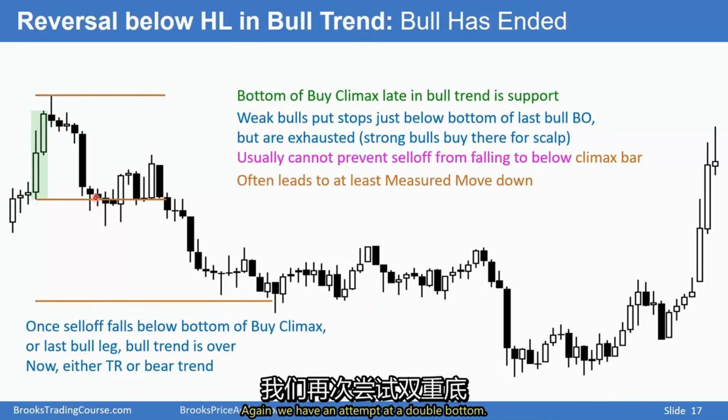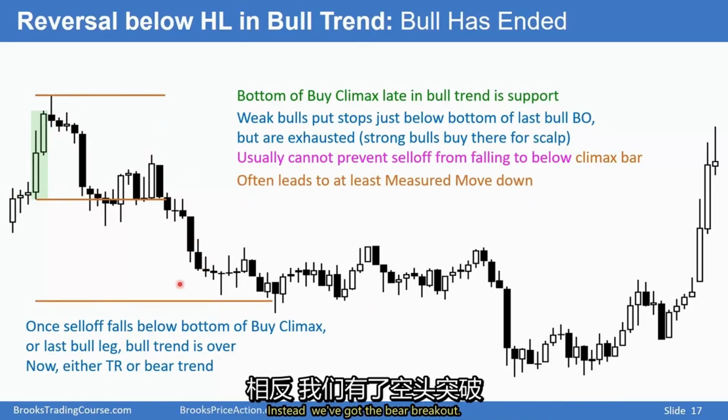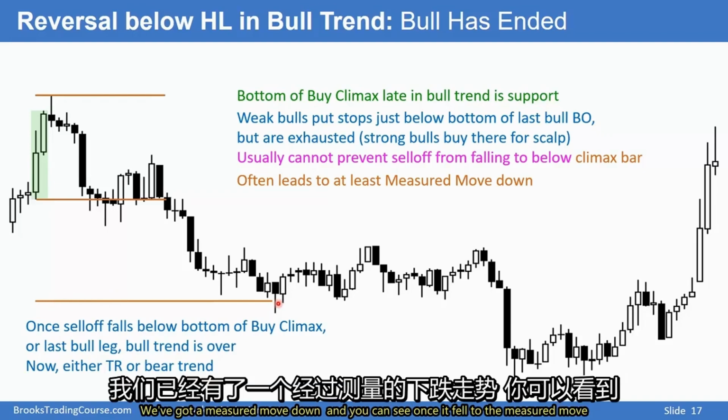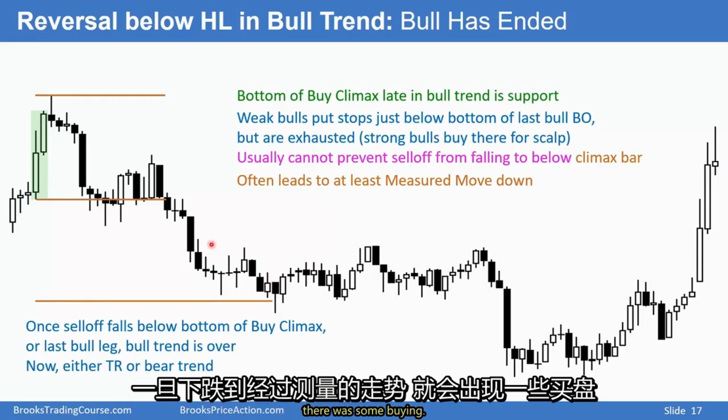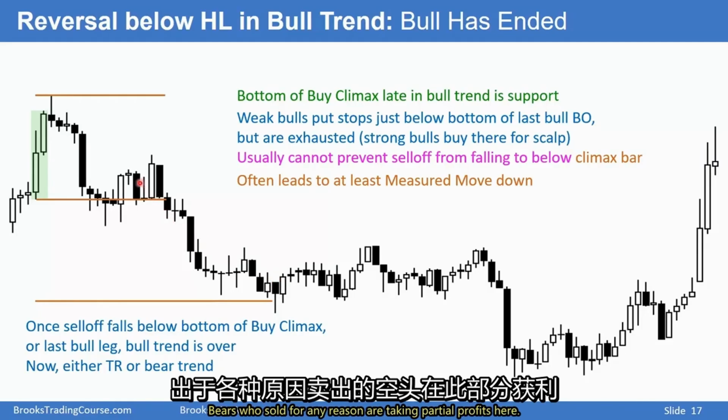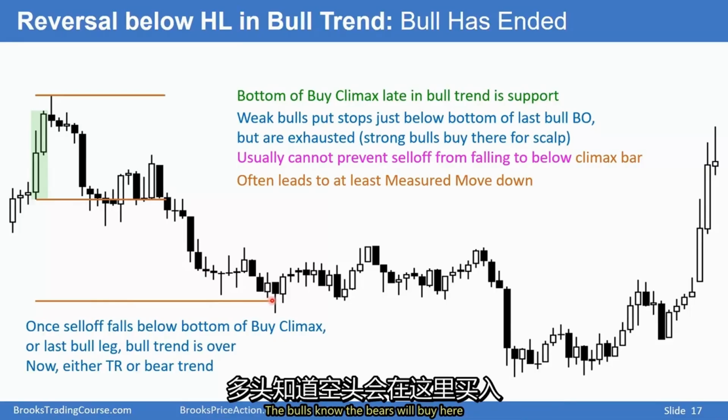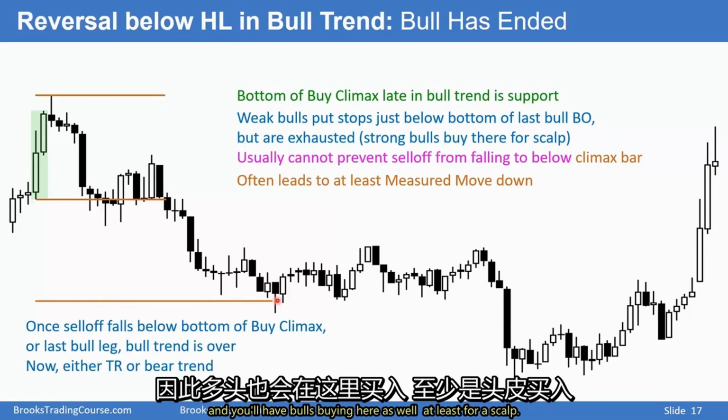Again, we have an attempt at a double bottom. Instead, we get the bear breakout. We got a measured move down, and you can see once it fell to the measured move, there was some buying. Bears who sold for any reason are taking partial profits here. The bulls know the bears will buy here, and you'll have bulls buying here as well, at least for a scalp.